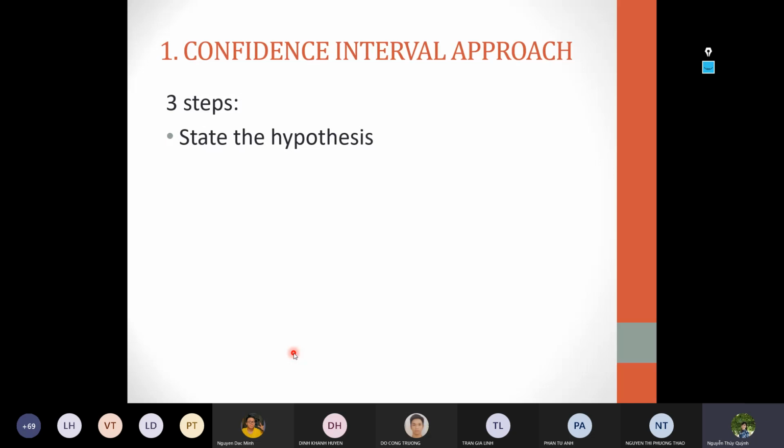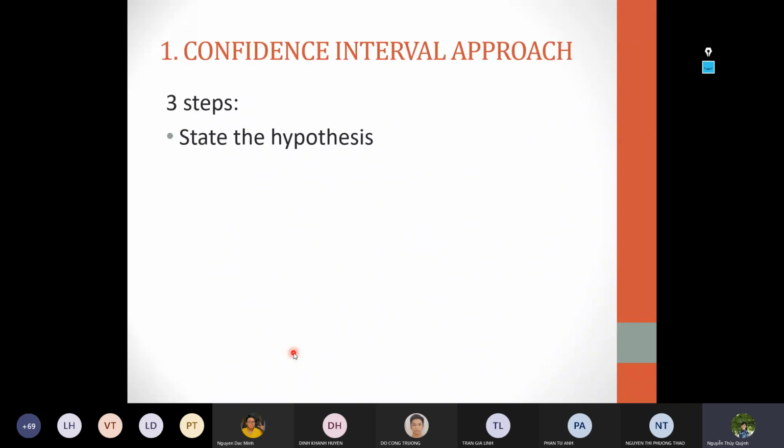In every test, in every approach, the first step is to state the hypothesis. The hypothesis will determine the test statistic you use, the critical value that we need to use, and will determine the decisions, or we can say the decision rule, or the reason for acceptance or rejection. So that's why the first step is to state your hypothesis, what you are testing.